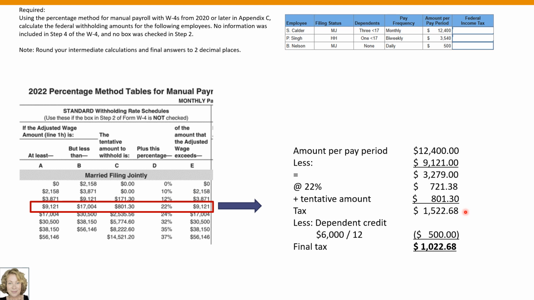$1,522.68. We then calculate the dependent credit for 3 dependents under 17 for monthly payroll, which is $500, which brings the final tax to $1,022.68.